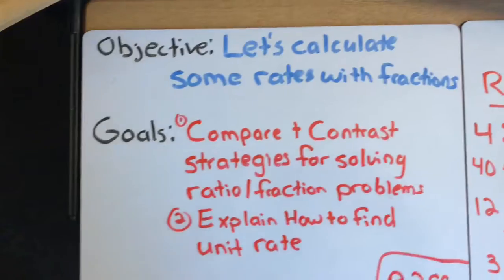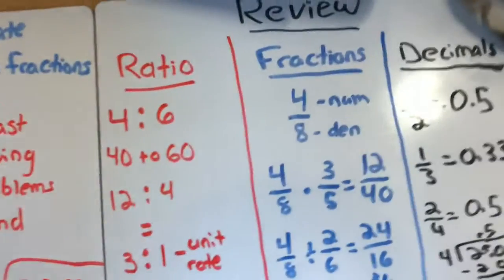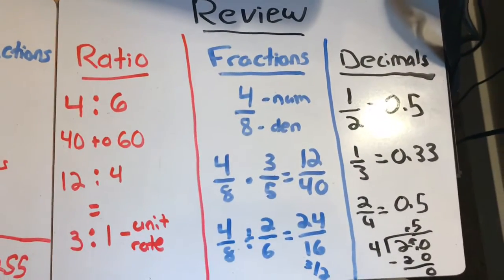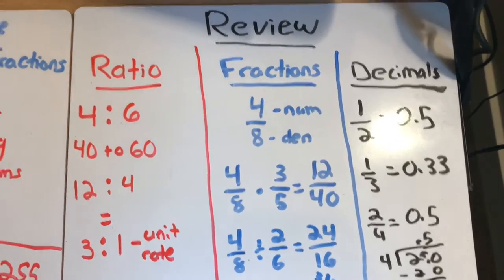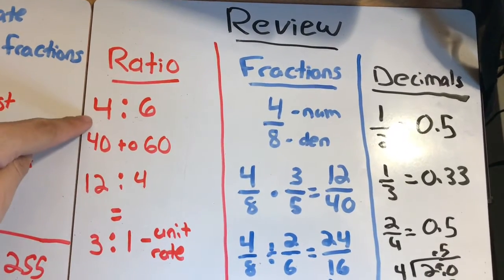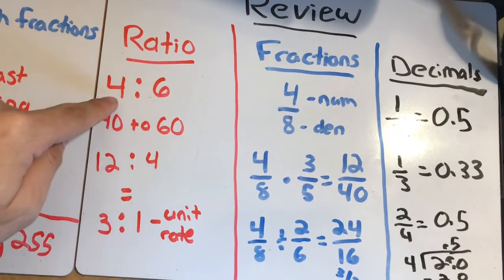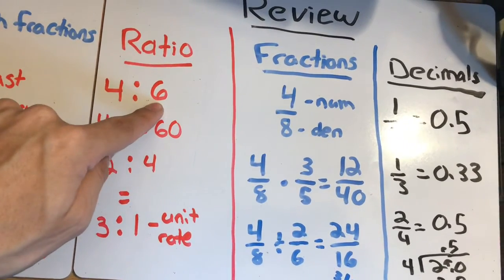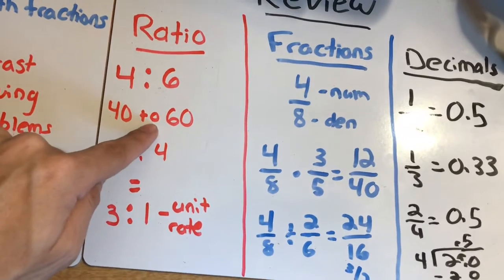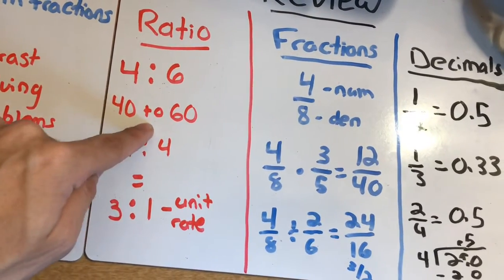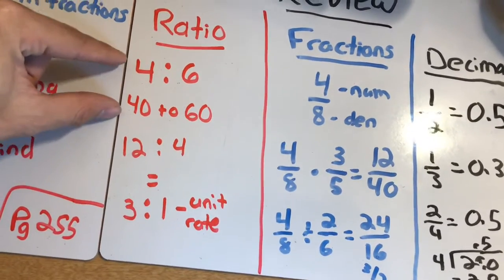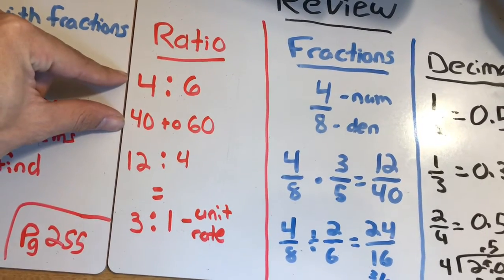rate. As a quick refresher, here's three things: ratios, fractions, and decimals. You can write a ratio in two different ways, with a colon in the middle, so 4 to 6. So for every 4 of one object, you have 6 of the other. Or you can write it with the actual word, so 40 to 60. Now these two ratios are what we call equivalent ratios.